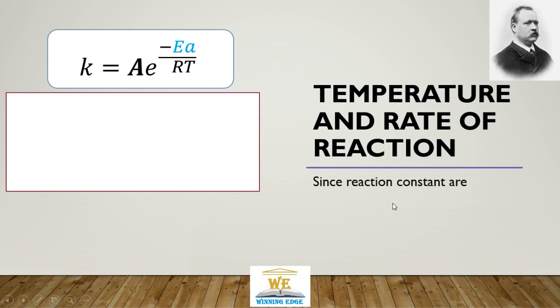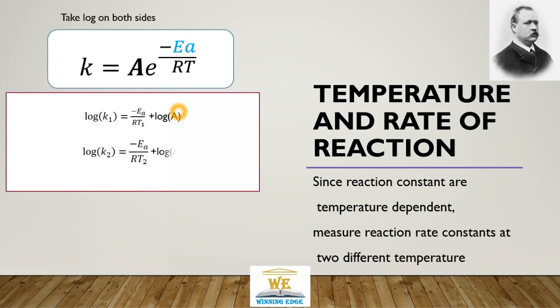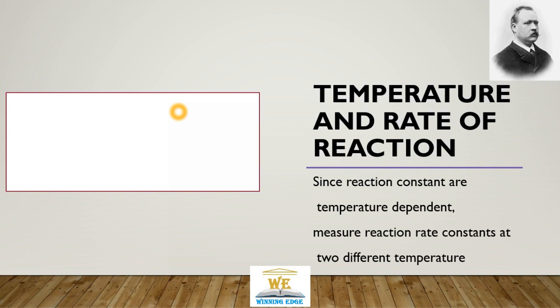Since reaction constants are temperature dependent, we measure these Arrhenius reaction rate constants at two different temperatures. K1, which is at T1, where the Arrhenius factor remains constant. At temperature T2, now we subtract these two equations.